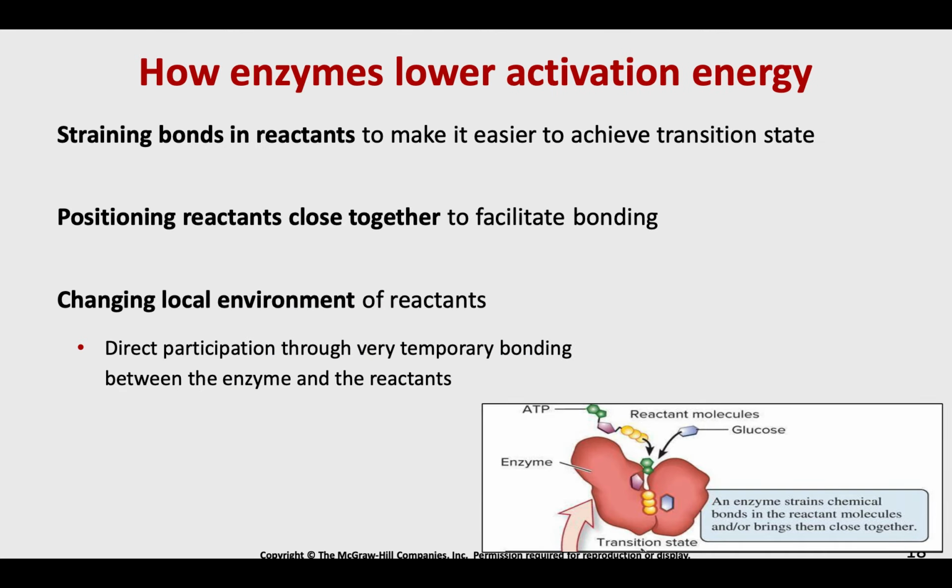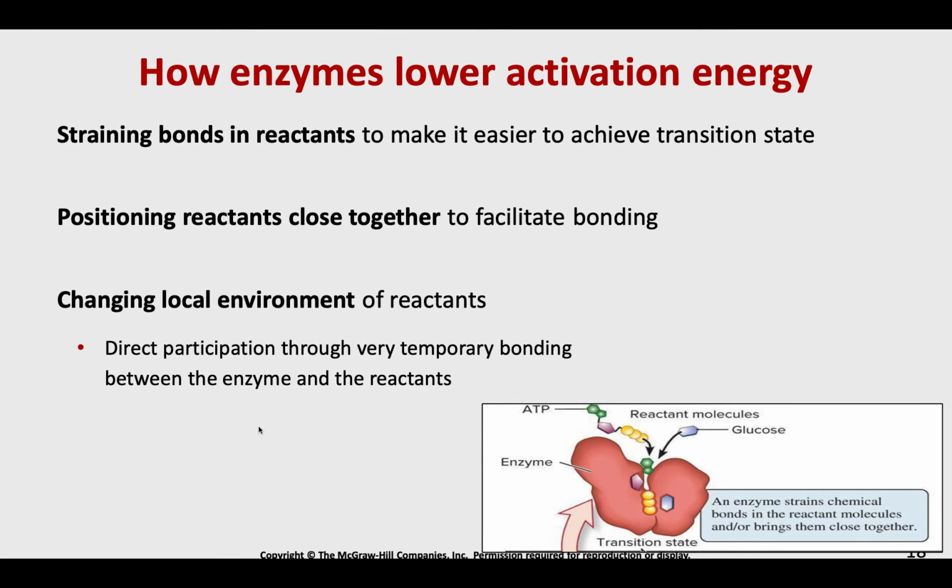This enzyme lowers the activation energy by straining the bonds in the reactants, making it a little easier to achieve that transition state, but also by positioning them closer together. Instead of relying on randomly colliding with each other to get the correct orientation, they're now specifically positioned in the enzyme in the correct position. That's going to facilitate bonding to get those new products. So we're changing the local environment of the reaction.